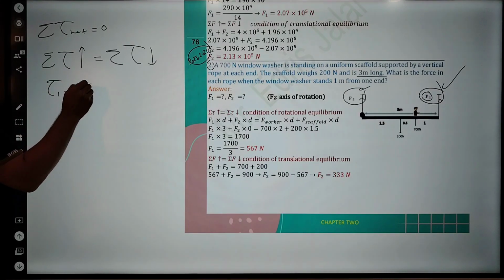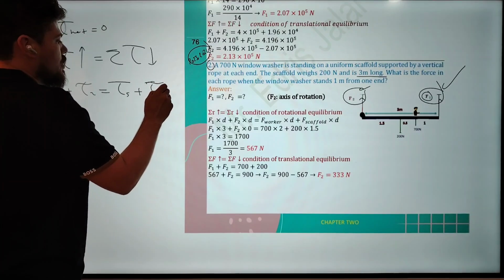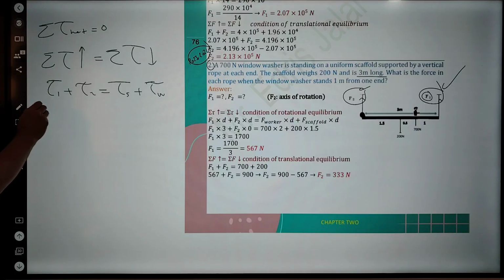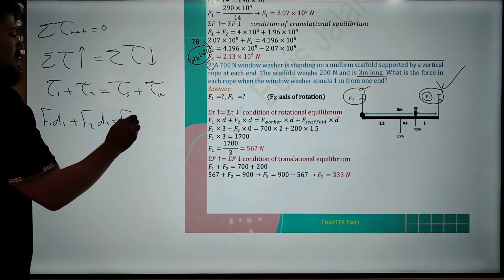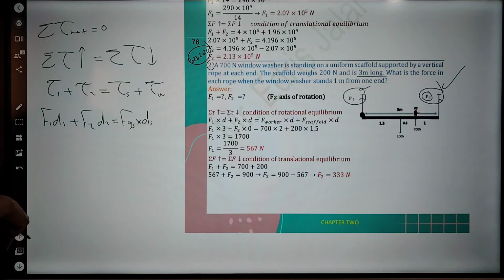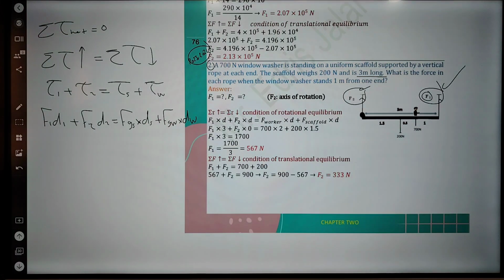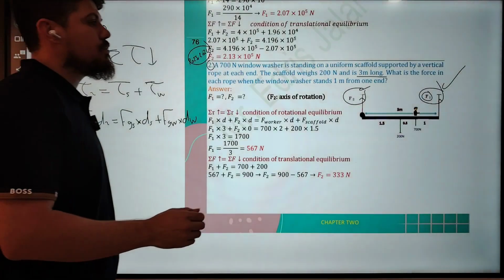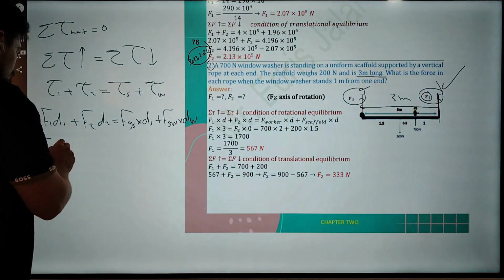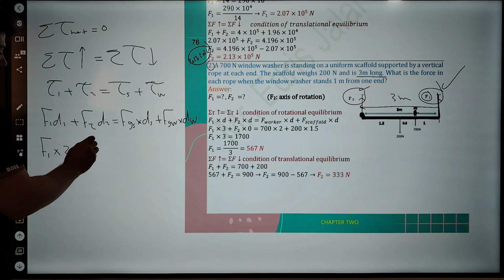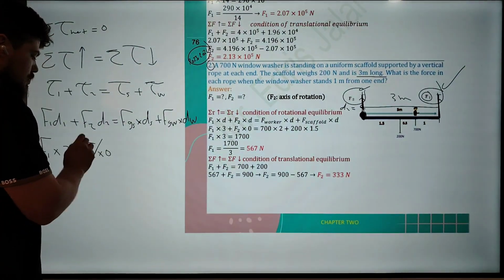Torque number 1 plus torque number 2 is equal to the torque of the scaffold plus torque of the window washer or worker. Okay, so according to the equation of the torque, torque is equal to what? F1 d1, F2 d2. The torque of the scaffold is equal to Fg scaffold times the distance of the gravitational force of the scaffold to the axis of rotation, plus Fg worker times the distance of the worker from the axis of rotation. F1 is unknown. D1, because the entire length of the scaffold is 3 meters, is equal to 3, plus F2 times D2 is 0. Why is D2 0? Because it is located on the axis of rotation. Okay, so that is why this term cancelled.